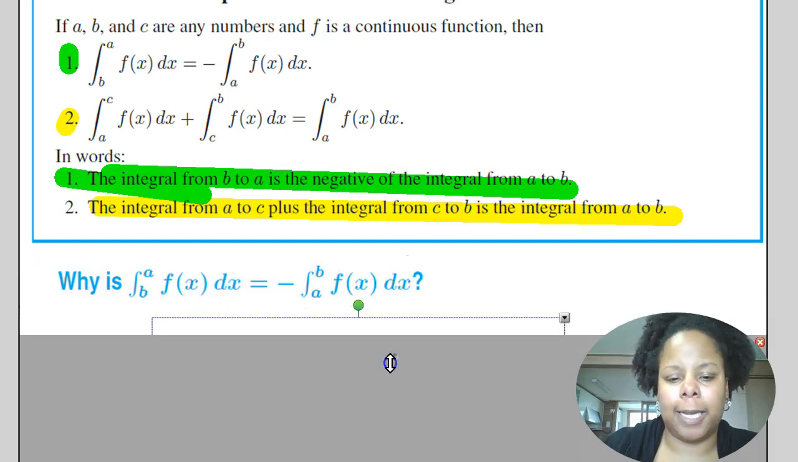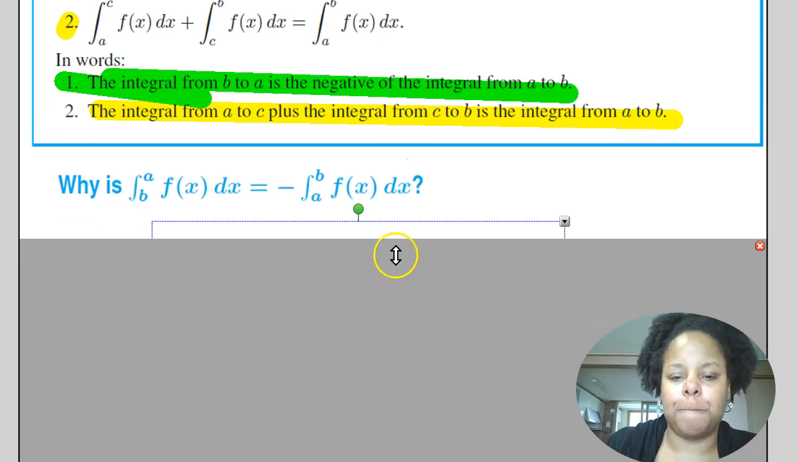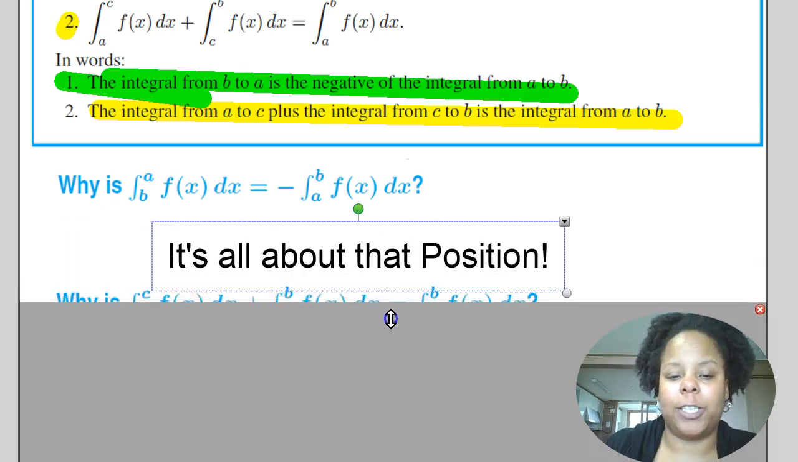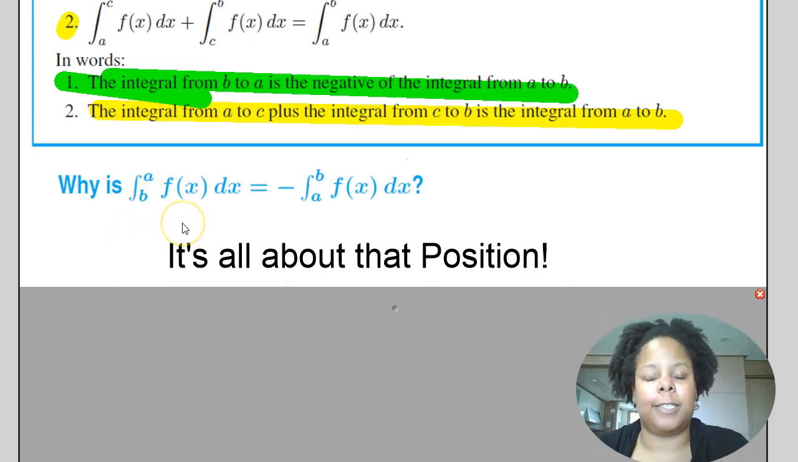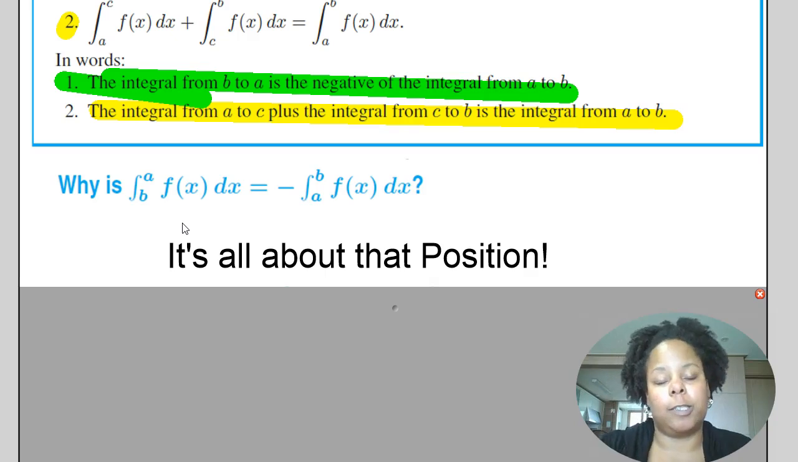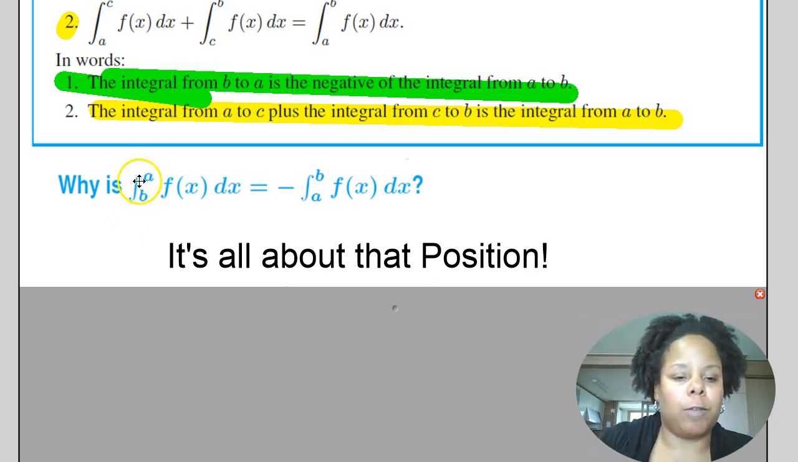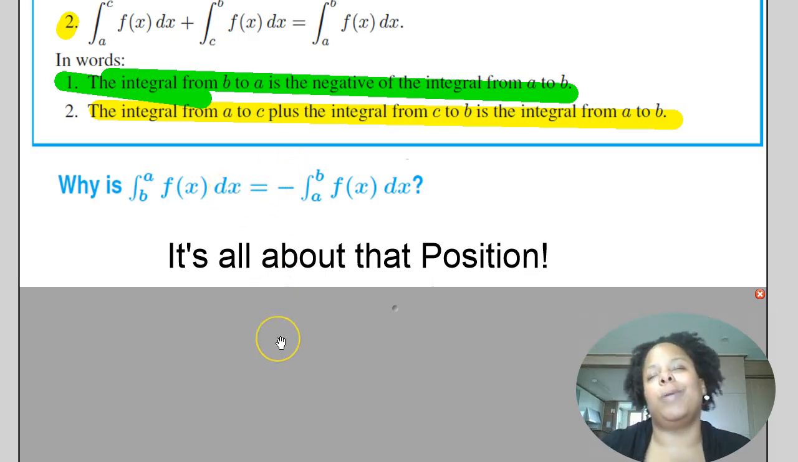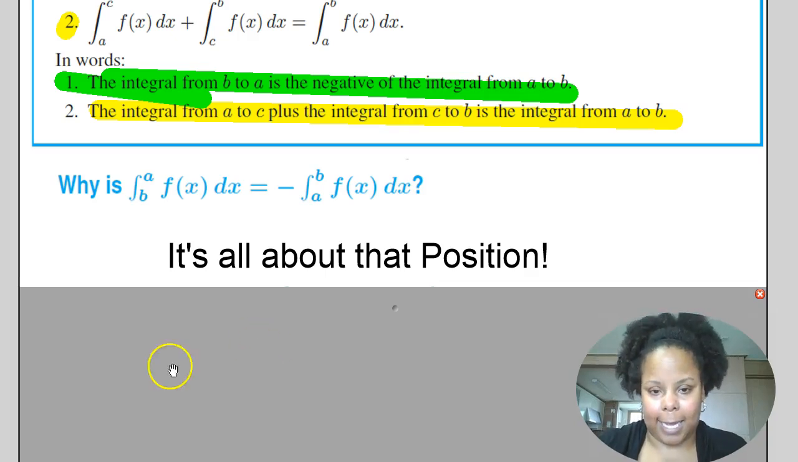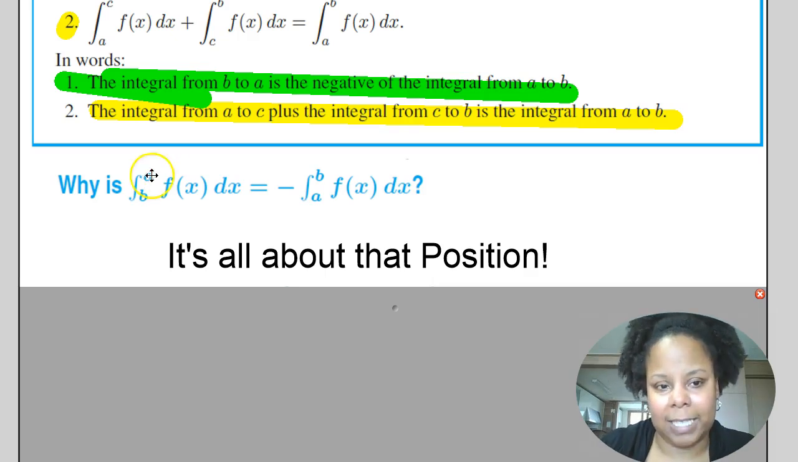In this situation, it's really all about position. If f represents a velocity function, then the definite integral will represent the total distance traveled. So if the total distance traveled from a to b is a positive value, then the total distance traveled from b to a would be a negative value, and vice versa. All we're doing is changing where we start and where we end, so the sign is going to be different even though the values are exactly the same.